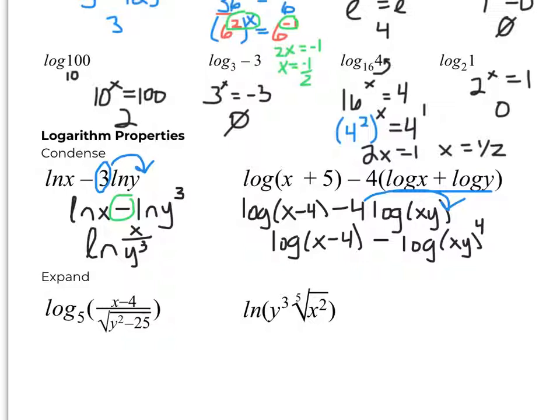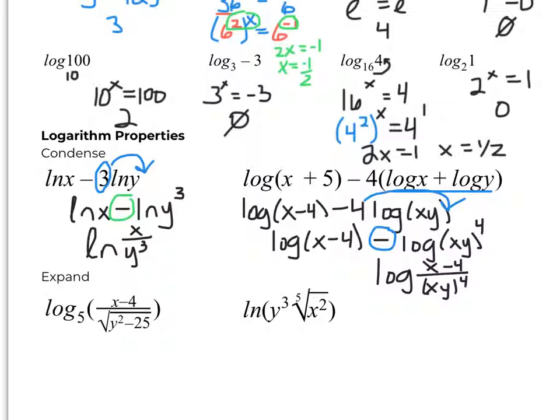And now I have subtraction between my logs. So I'm going to combine this into one log with division. So in the numerator needs to be x minus 4 over xy quantity to the 4th. And that all is in my argument. I have one log. That's what it means to condense.